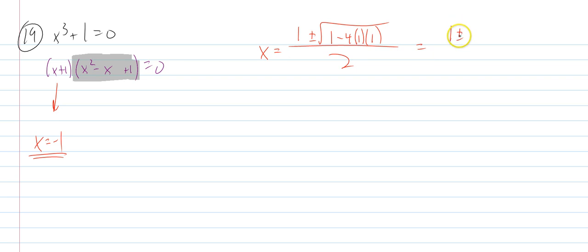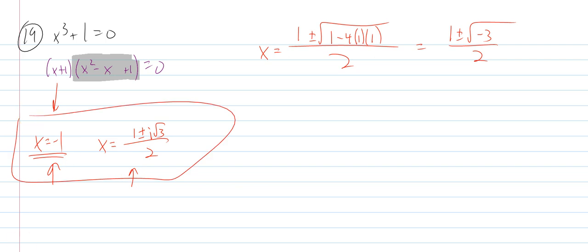So that's 1 plus or minus the square root of negative 3 over 2. So we're taking the square root of a negative 3, which means we have an imaginary. So we have this as our one real solution. We have also x equals 1 plus or minus i times the square root of 3 over 2. So we have two imaginary roots. So one real, two imaginary roots, and here they are.